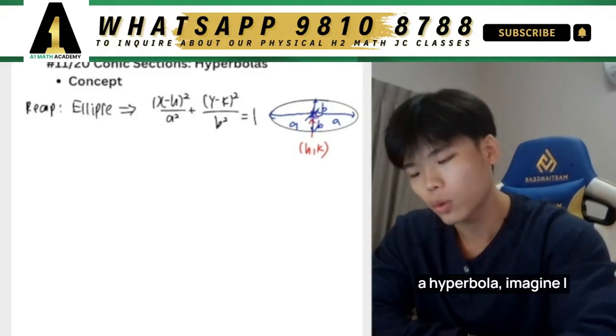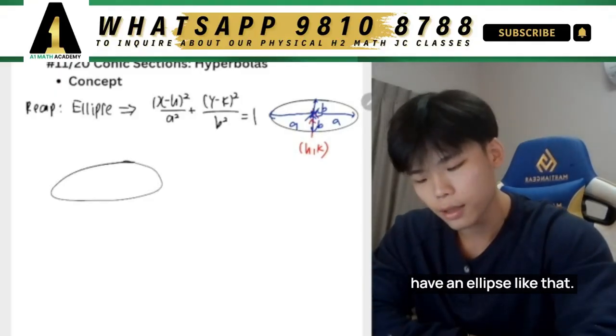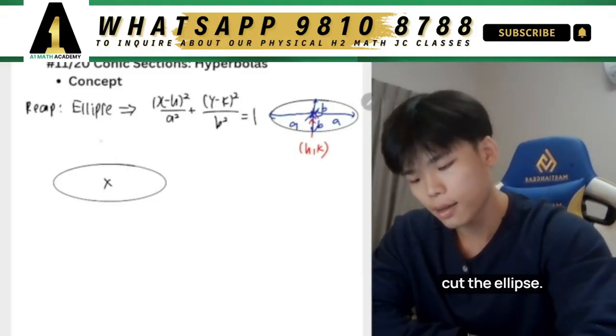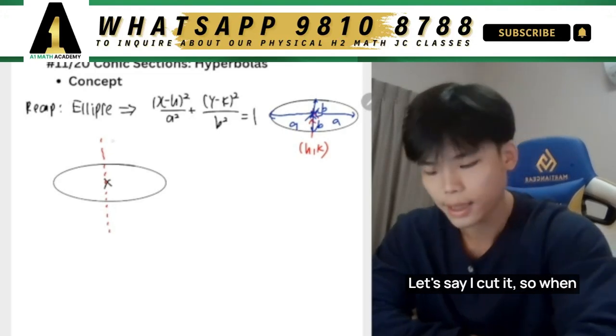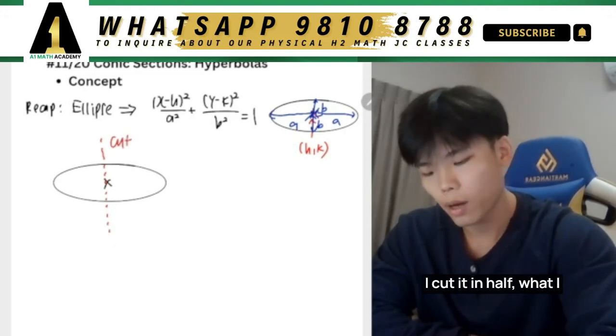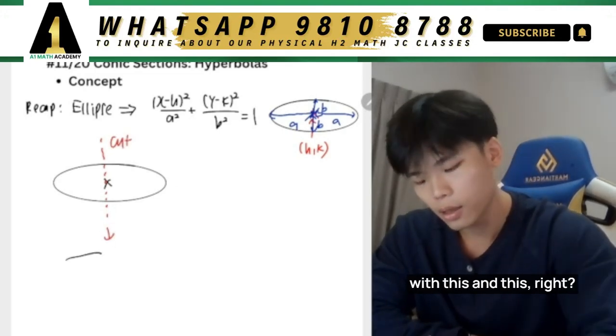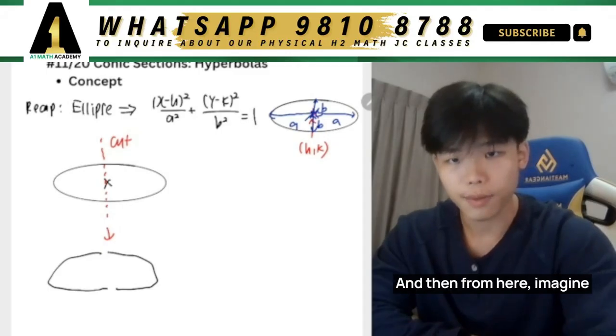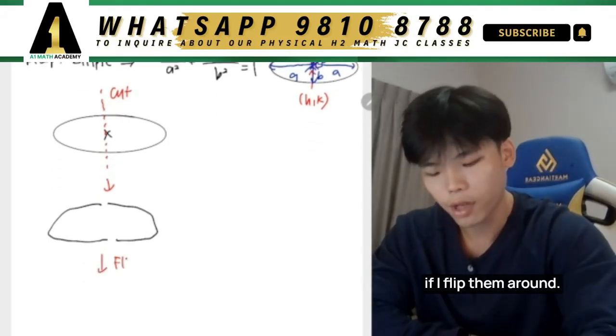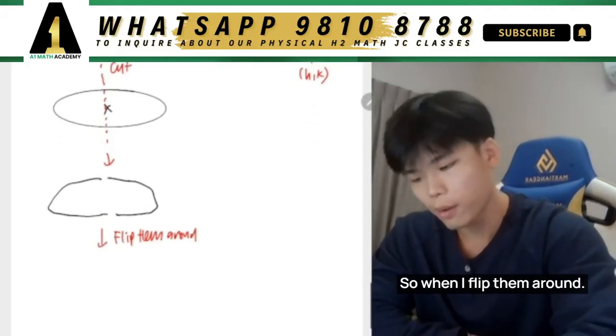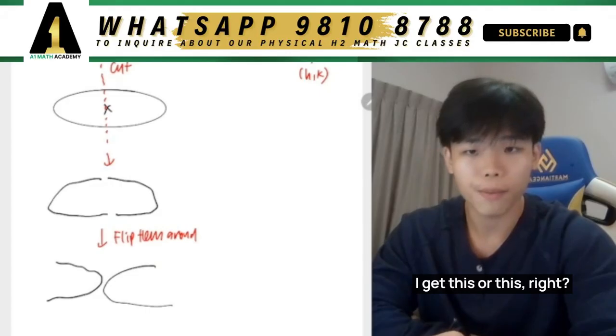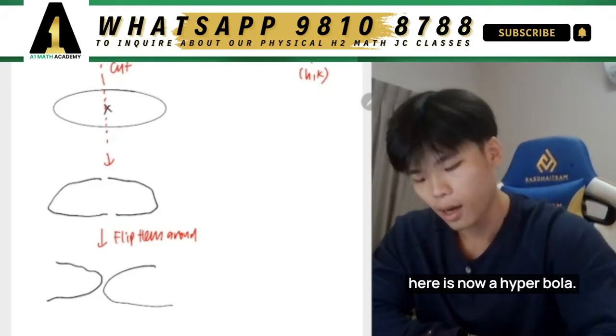Translating this to a hyperbola, imagine I have an ellipse like that, and imagine I cut the ellipse, I split it in half. When I cut it in half, I end up with this and this. Then imagine I flip them around. When I flip them around, I get this or this, and this one over here is now a hyperbola.